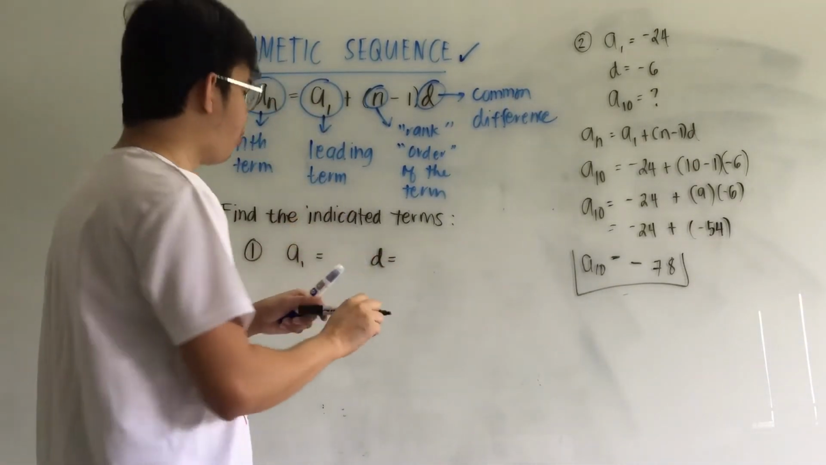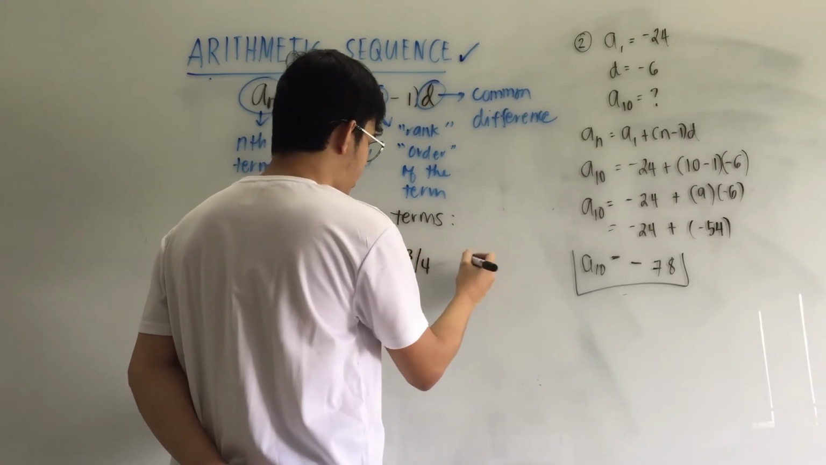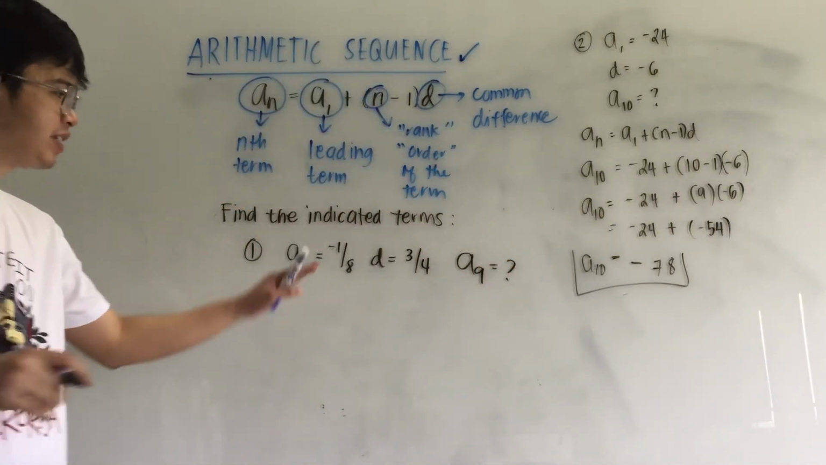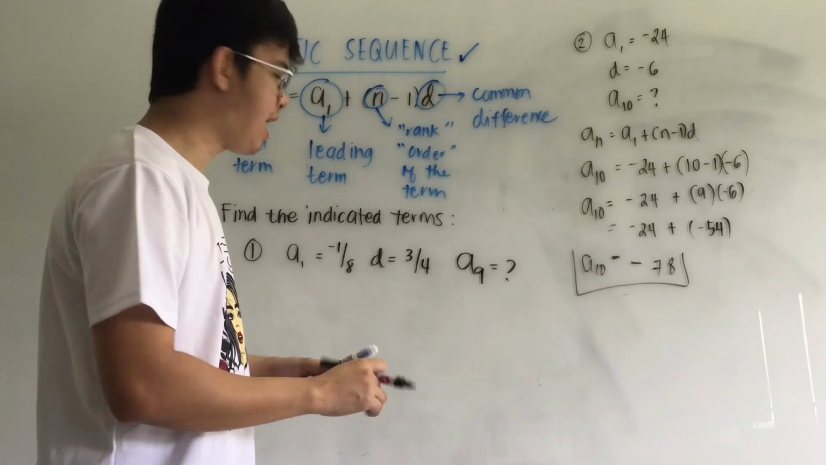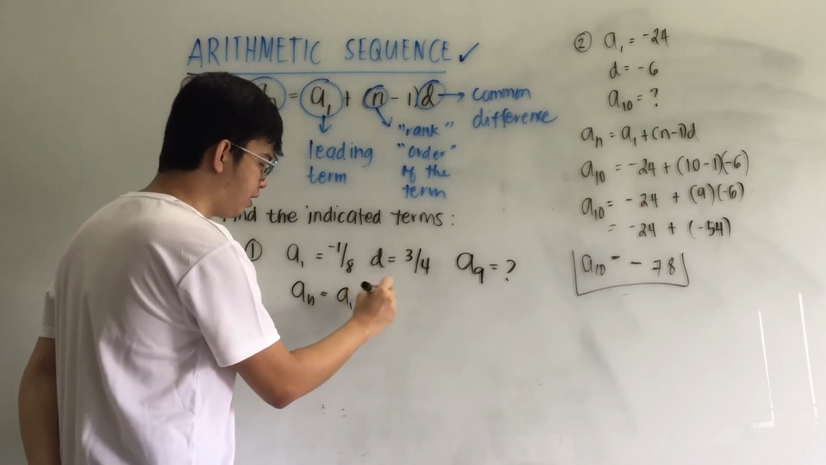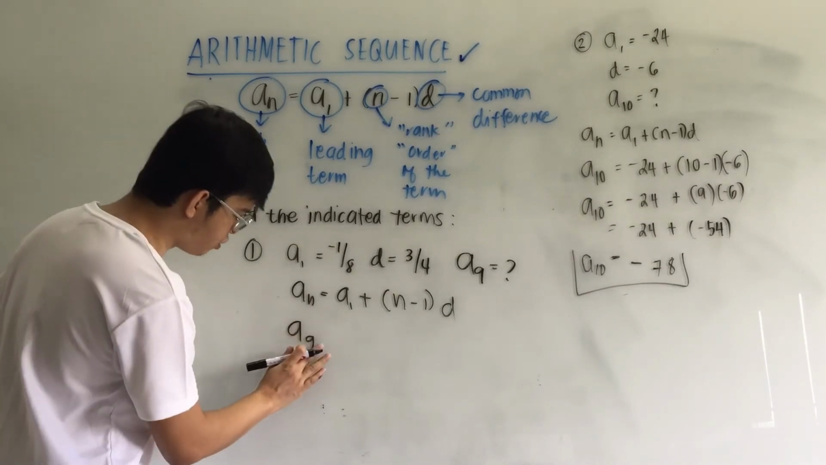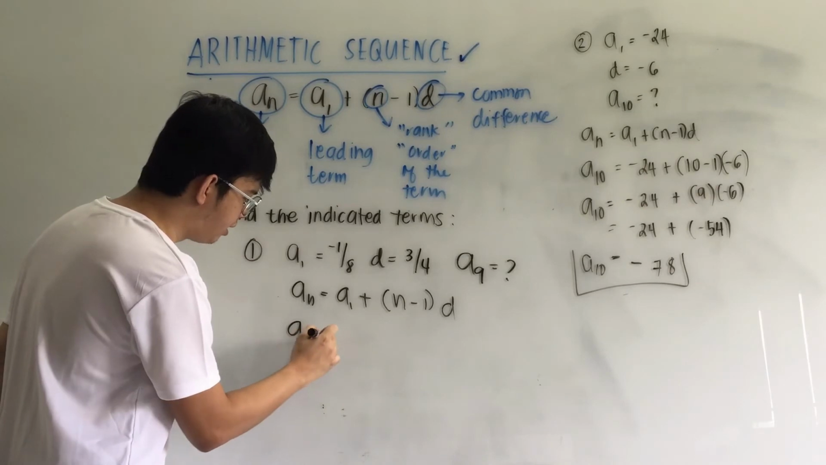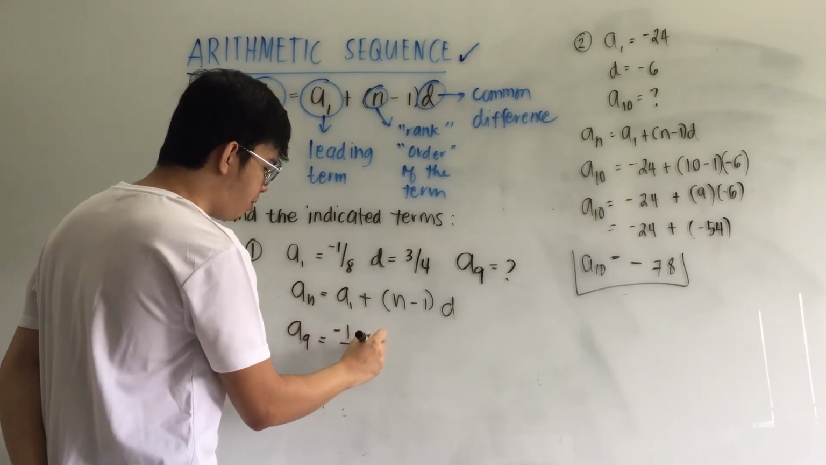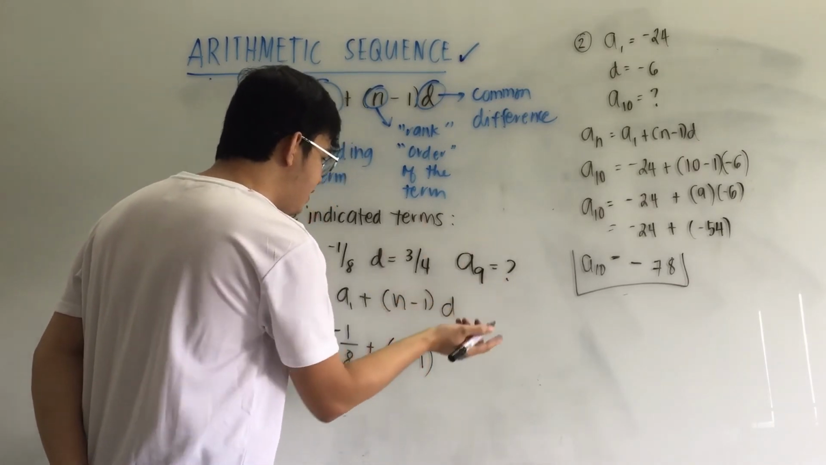So it's negative 1/8, and then your difference is 3/4, and then you're going to find a sub 9. Okay. Again, this is the given, okay? Now, we have a sub n, so therefore this, and I need a sub 9. It gives you an idea that your n is actually 9, okay? a sub 1 is here, negative 1/8, plus your n here is 9 minus 1 times the d here is 3/4.